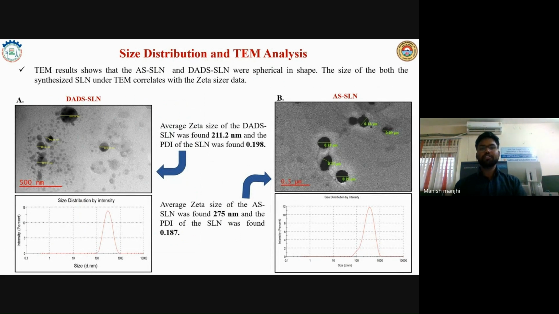So this is the size distribution and the TEM analysis. The TEM result shows that the allyl sulfide SLN and the diallyl disulfide SLN were spherical in shape, and the size of both the synthesized solid lipid nanoparticles under the TEM correlates with the zeta size. The average zeta size of the diallyl disulfide solid lipid nanoparticles was found to be 211.2 nanometers, and the PDI of the SLN was found to be 0.198, whereas for the allyl sulfide solid lipid nanoparticles, the zeta size was found to be 275 nanometers, and the PDI of the SLN was found to be 0.187.